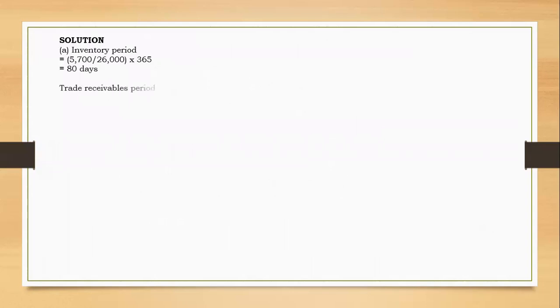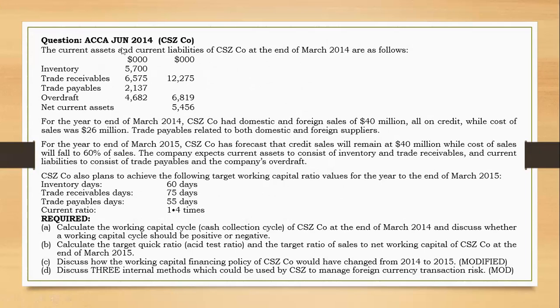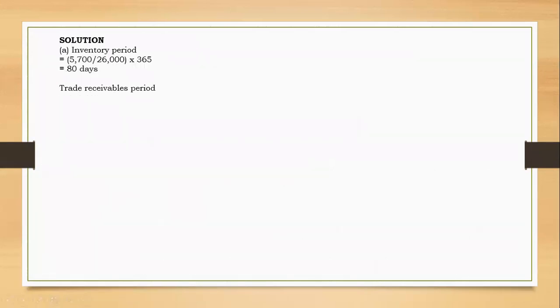Then you come to trade receivable period, the same thing. Trade receivables over credit sales times 365 days. What's the trade receivable from the question? Trade receivables we are given here, 6575 over sales. Sales were amounting to 40 million. Now, if you hold the zeros above, it will be only 40,000. So I just plug it down there as usual. So I would have it like this: 6575 over 40,000 times 365, and I would have 60 days.